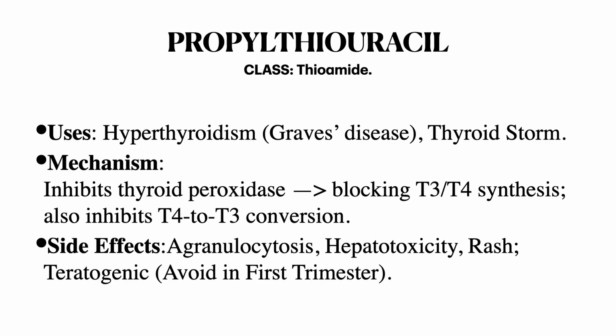The other drug we have is propylthiouracil. It belongs to the class thioamide. The uses are hyperthyroidism like Graves' disease and thyroid storm. The mechanism of action is that it inhibits the thyroid peroxidase enzyme, blocking T3 and T4 synthesis, and also inhibits T4 to T3 conversion. And T3 is the active hormone actually, right? So the side effects are agranulocytosis, hepatotoxicity, rashes, and also it is teratogenic, so we have to avoid it in the first trimester.